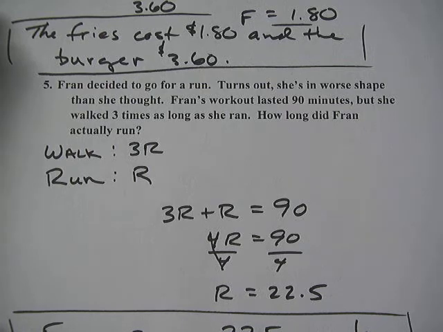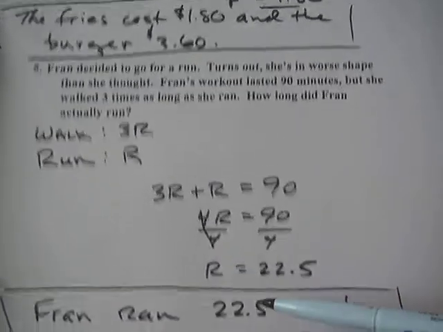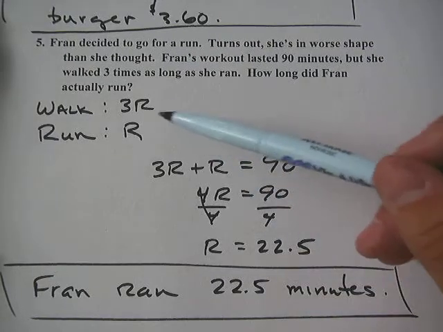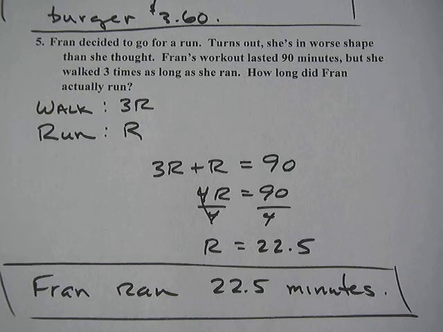Well, Fran ran 22.5 minutes. And if you're asked, you know, how long did it take for her to walk, or how long did she walk? Well, you would just take your 22.5, and multiply by 3, and that would come up with the walk. And there you go. There are your worded problems.